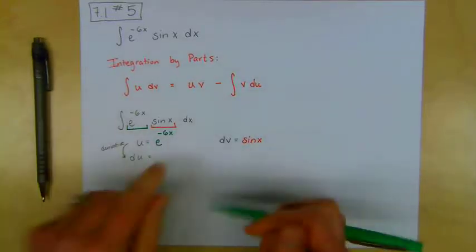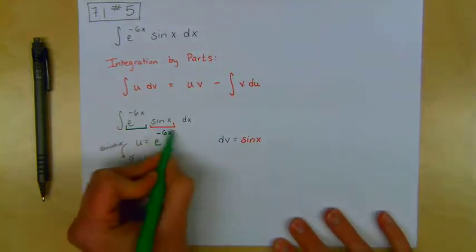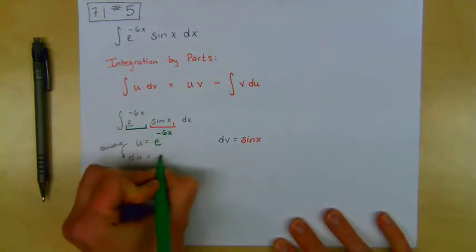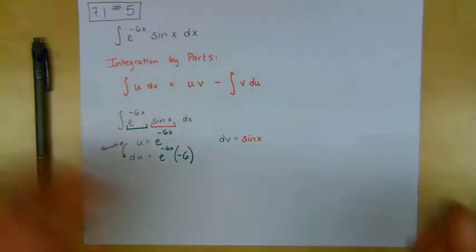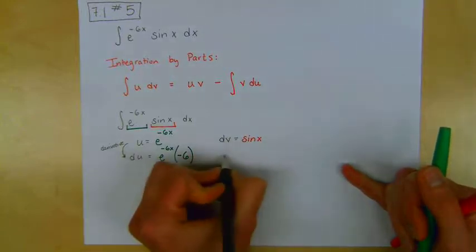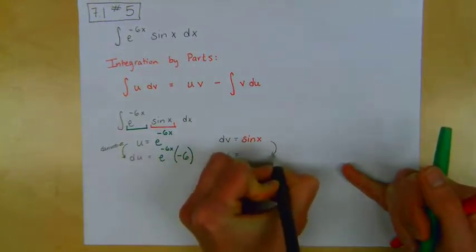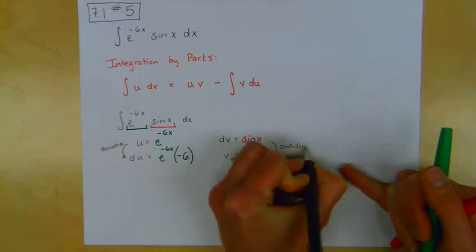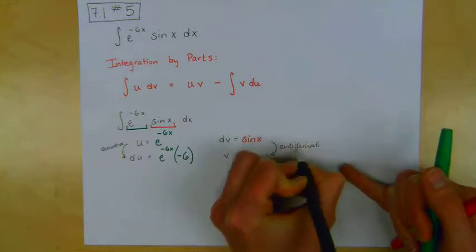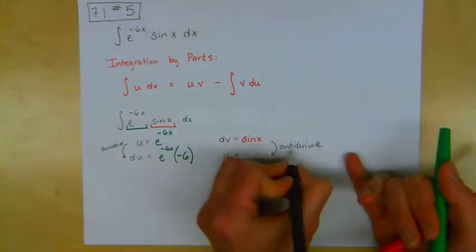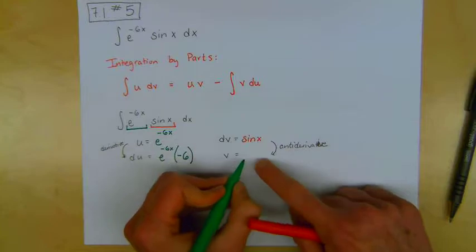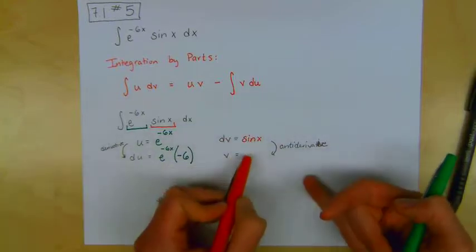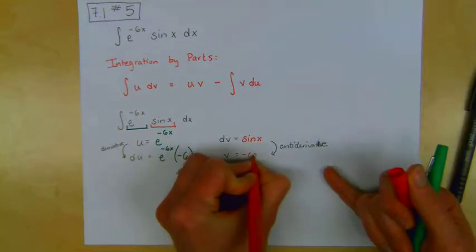What's the derivative of e to the negative 6x? I'm going to have to apply the chain rule. It is just e to the negative 6x, and by chain rule, I multiply by the derivative of the exponent as well, negative 6. Over here, this is dv, so I'm going to work backwards and take the antiderivative. So the antiderivative of sine, recall that the derivative of cosine is negative sine, so the antiderivative of sine is going to be negative cosine of x.